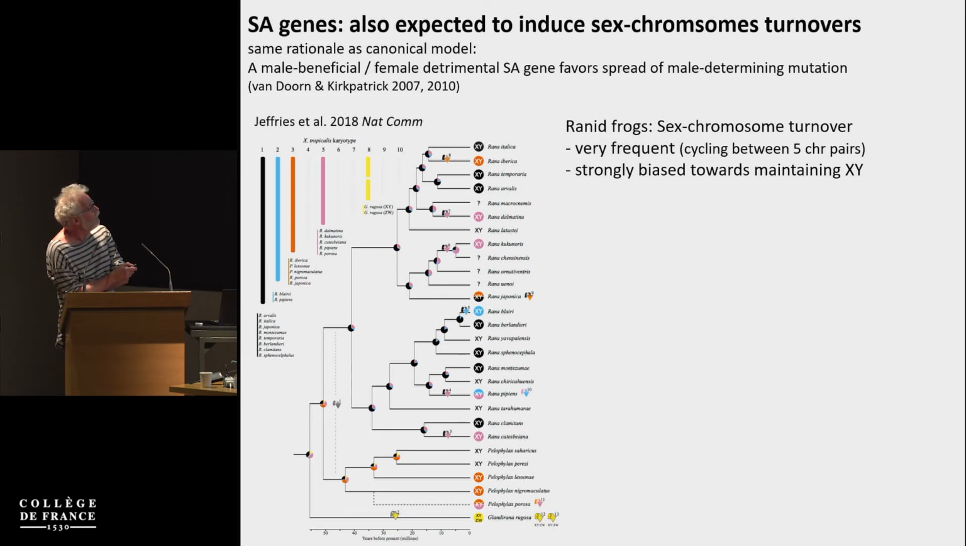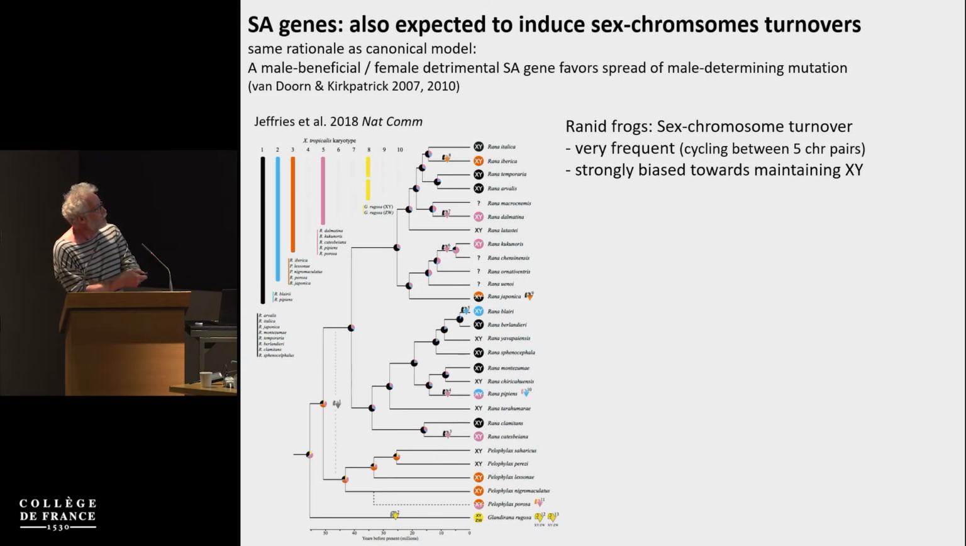Here, for instance, you have Rana temporaria, the common frog that I just presented, an XY system with sex determined by chromosome 1. If you go to Rana arvalis, you find the same situation, an XY system, chromosome 1. If you go to Rana iberica, the Spanish common frog, then you find an XY system but on chromosome 3. Here you have also an XY system, but on chromosome 5. So altogether, we found that 5 chromosomes out of 13 were used for sex determination, with a kind of cycling between this role.